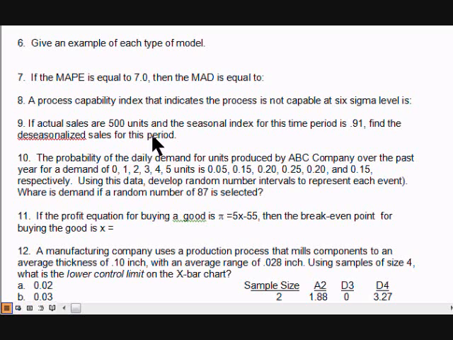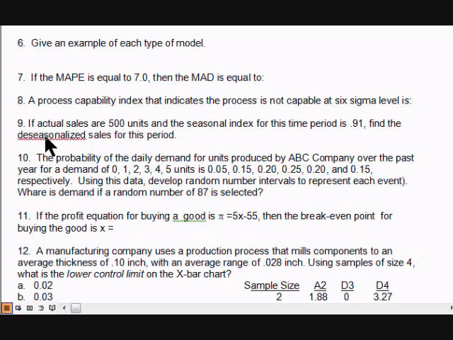All right, the next one is a process capability index indicates a process is not capable at 6 sigma. At what level? Well, that's going to be anything that's less than 2. So if your process capability index is less than 2, then it's not capable at 6 sigma. Now, if it's greater than or equal to 2, then it is capable at 6 sigma level.